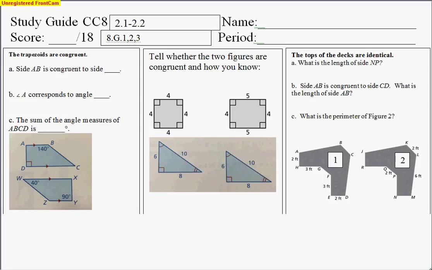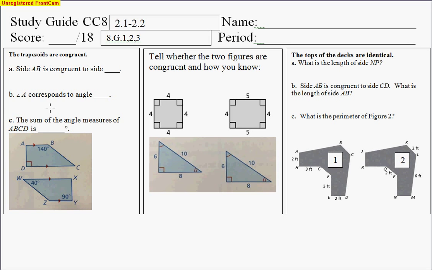These are the solutions for the study guide for section tests 2.1 to 2.2. So looking at the first one, it says that the trapezoids are congruent, and that means that they have the same shape and same size. And so what we want to do is find the side AB is congruent to which side?